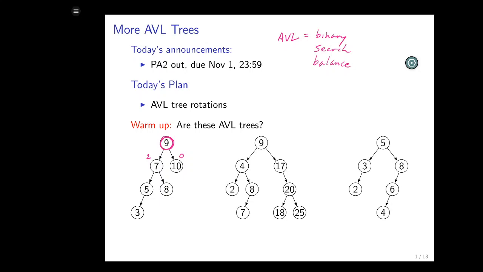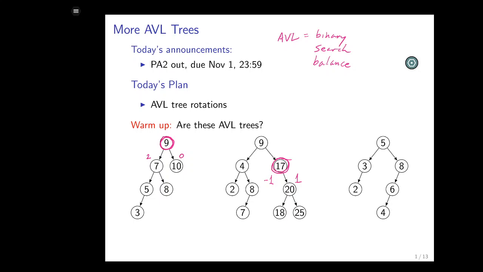How about the middle tree? You may have seen this one before. No, why not? What, 17, okay. This is a node that has, remember, null is height minus one. And the child on the right has height one. And minus 1 minus 1 is minus 2, which is also out of balance by more than 1.